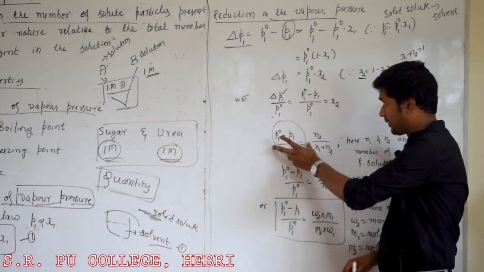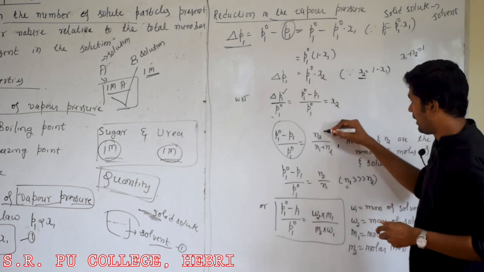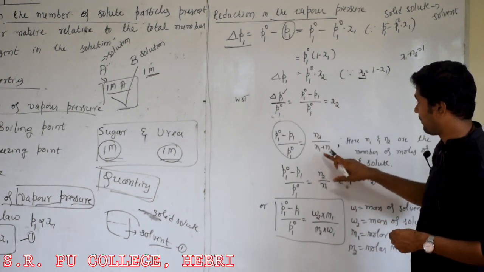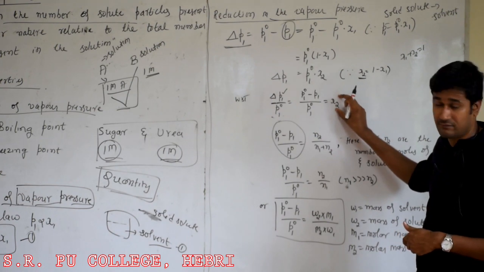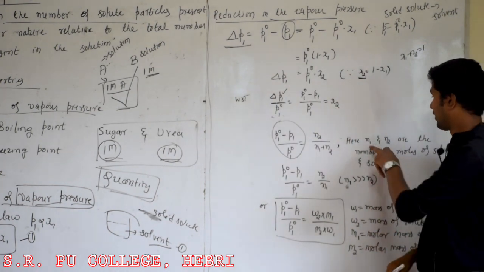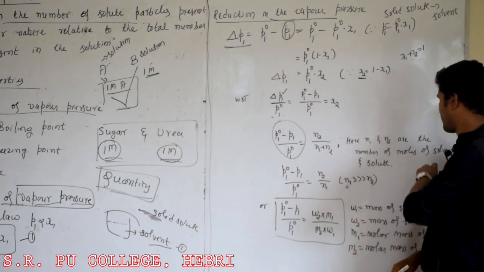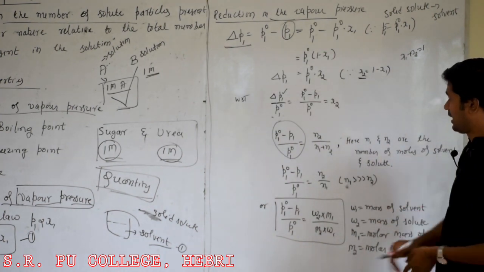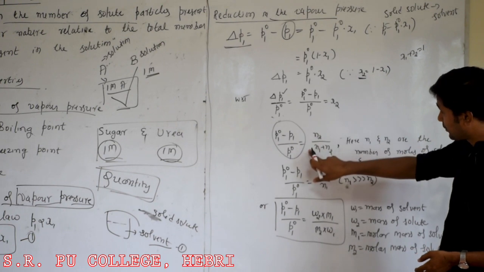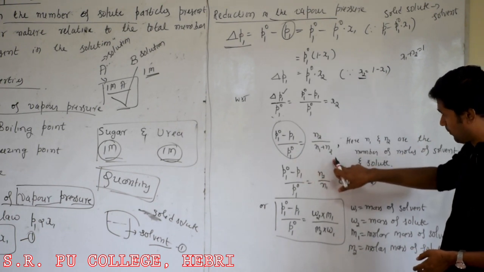Relative lowering of vapor pressure is equal to N2 divided by N1 plus N2. What is this? Mole fraction of component 2 in terms of their number of moles. N1 means number of moles of solvent. N2 means number of moles of solute. Here I have written N2 divided by N1 plus N2.